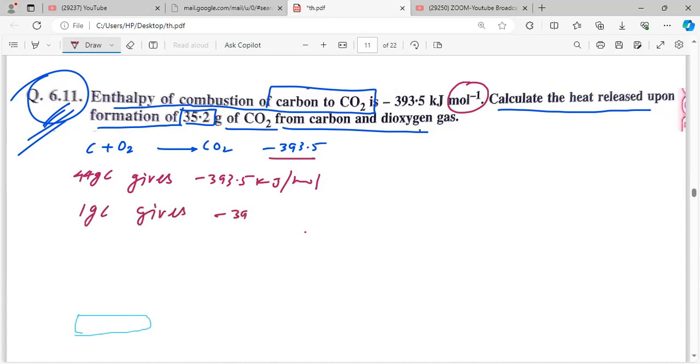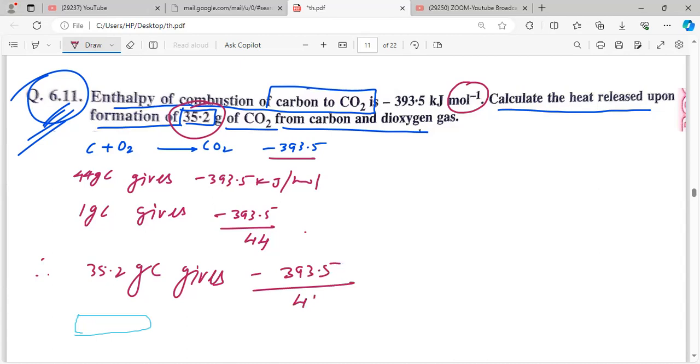So 393.5 divided by 44. Then they are asking 35.2 gram. Therefore, 35.2 gram gives how much heat will be released? That is 393.5 divided by 44 multiplied by 35.2. So you multiply this one, how much is coming?